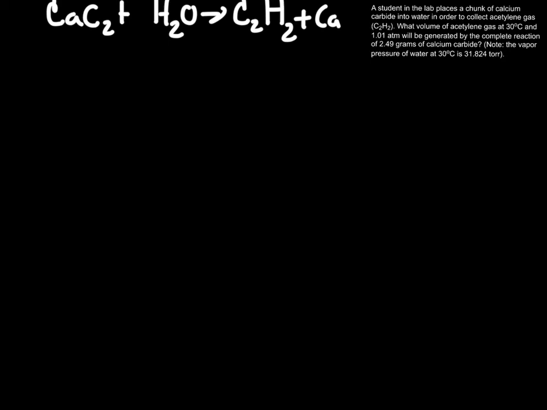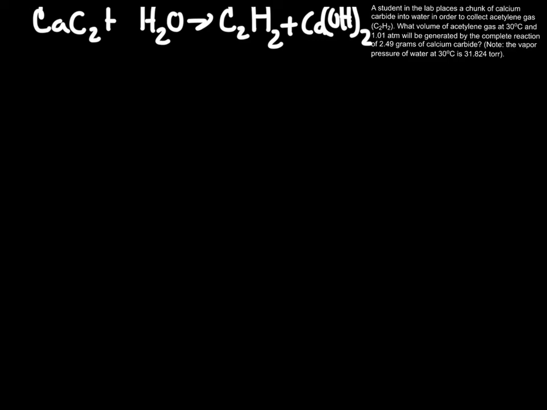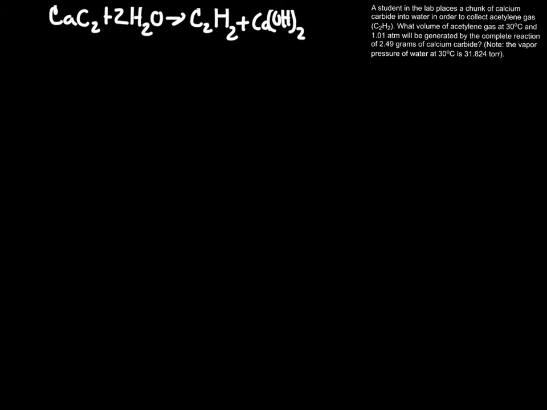We've got calcium carbide, which when you look up the charges is CaC2, and we react it with water just like we did in the lab oh so long ago. And we made acetylene gas and calcium hydroxide. We do have to balance this. When we balance it, we need just a 2 in front of the water. So there's our balanced equation.